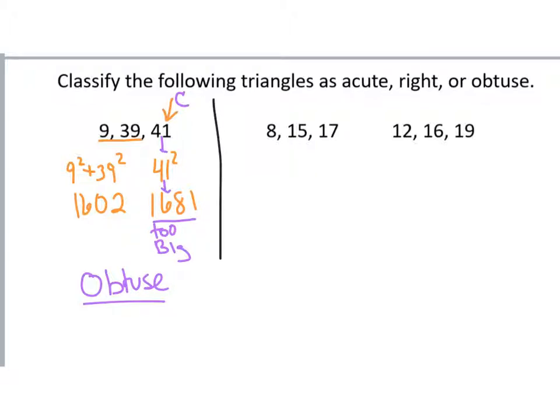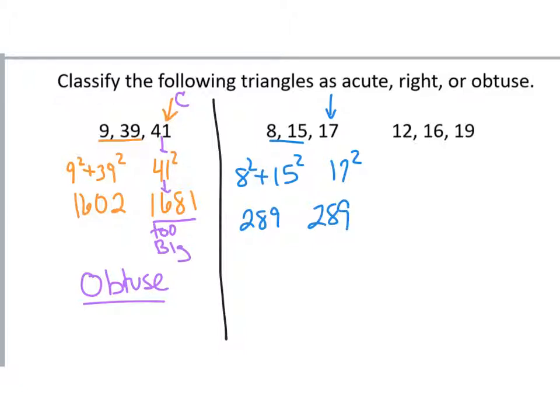Let's look at the next one. I'm going to do the same exact thing. I'm going to say, all right, 17 is my biggest number. So I'm going to start with the first two, 8 squared plus 15 squared. And I'm going to say, how does that compare to 17 squared? 8 squared plus 15 squared is 289. And 17 squared is also 289. So when I look at the one that we said was the hypotenuse, we see it is just right. So that means it is a right triangle.